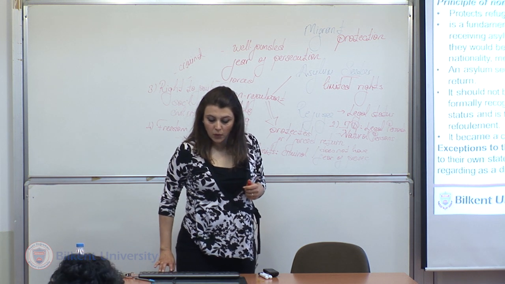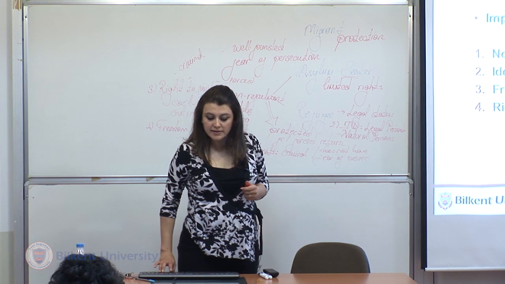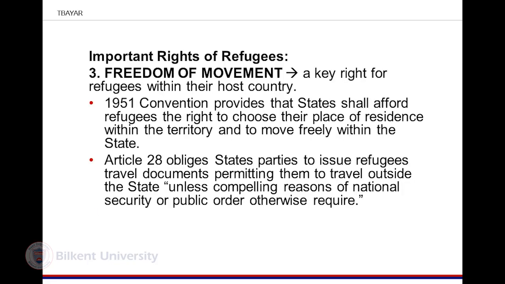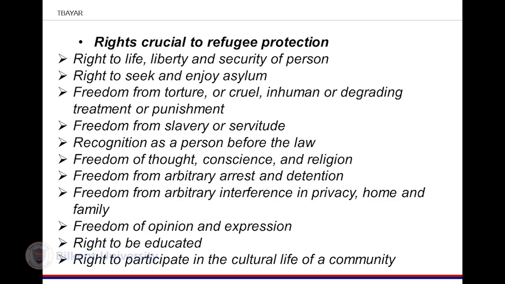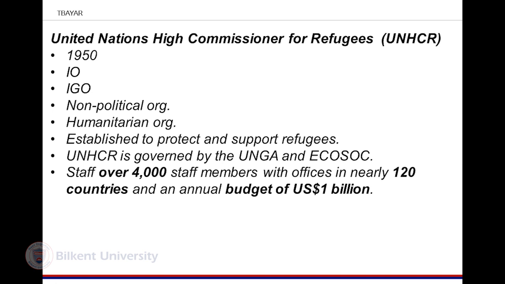And let's talk about UNHCR. What's UNHCR? United Nations High Commissioner for Refugees. And how's that in Turkish? Birleşmiş Milletler Mülteci Yüksek Komiserliği. Okay, that's an intergovernmental organization. And this one is not a political one. This one is purely a humanitarian one.